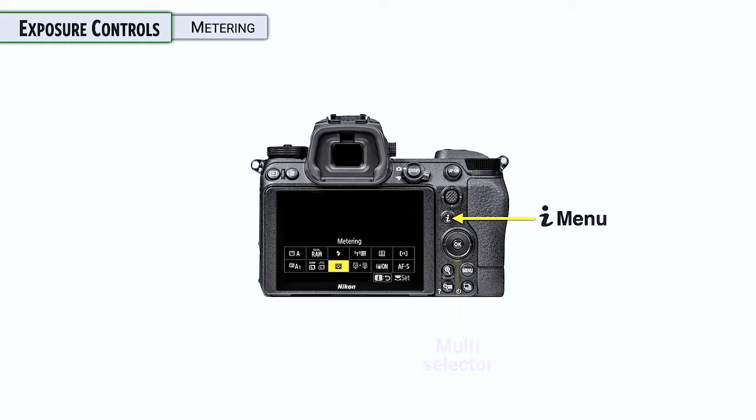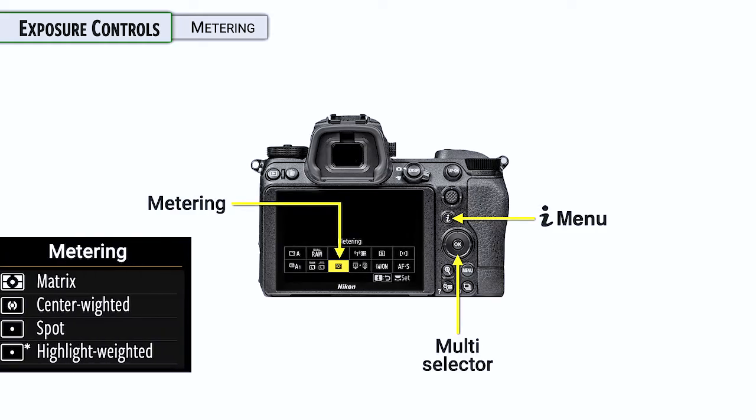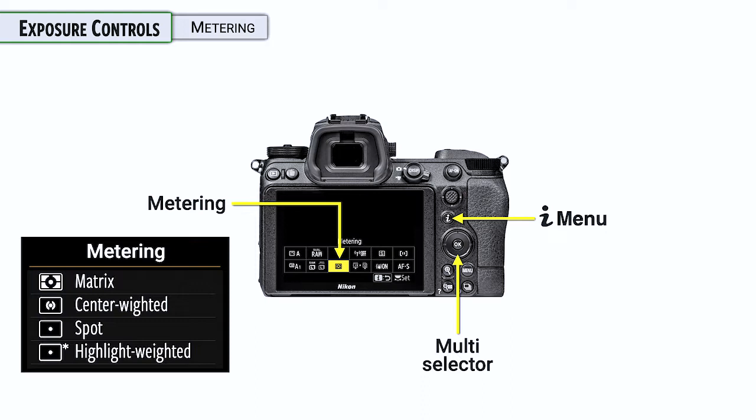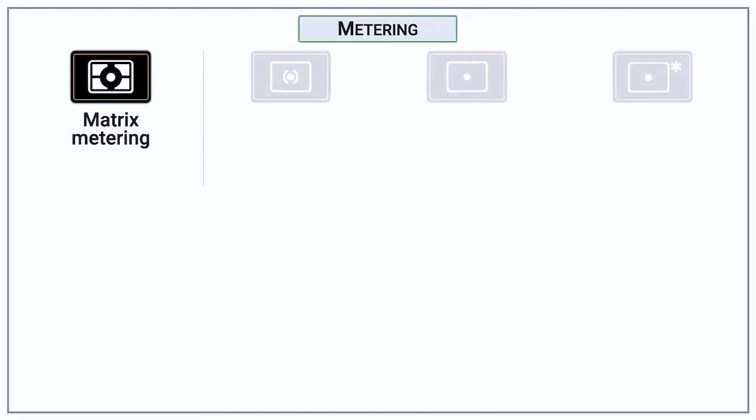Next up, metering. So metering is the way that the camera reads the light coming in the camera. Now the way you get to it is you need to go into the i menu. You're going to use the multi-selector to navigate around down to that bottom row, in the middle-ish is the metering option. And once you hit OK there, then you can select from the 4 different options. Let's take a look quickly at what these are.